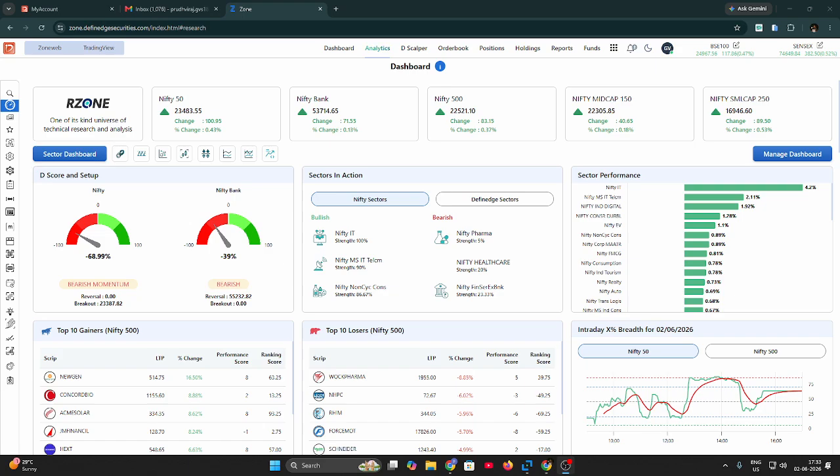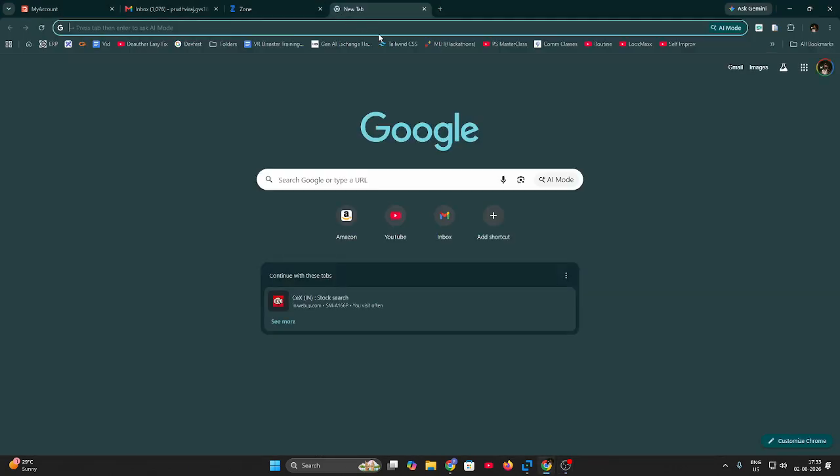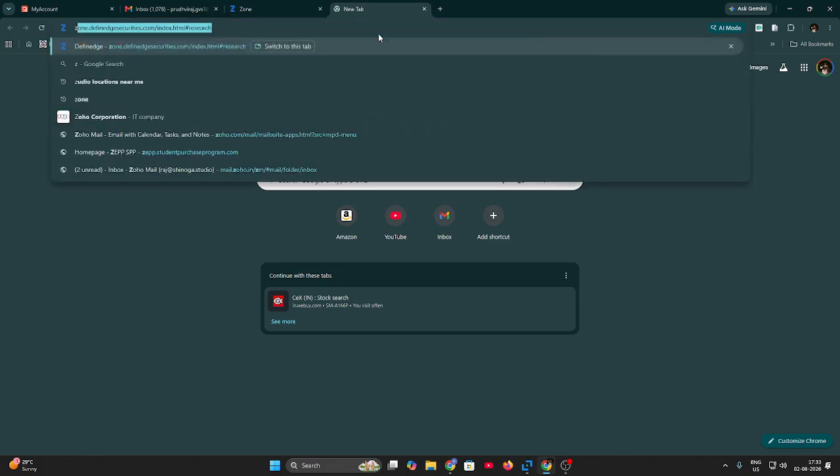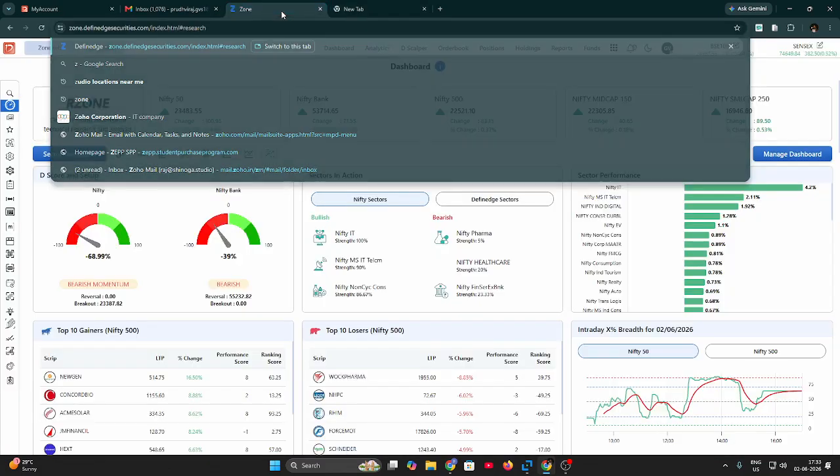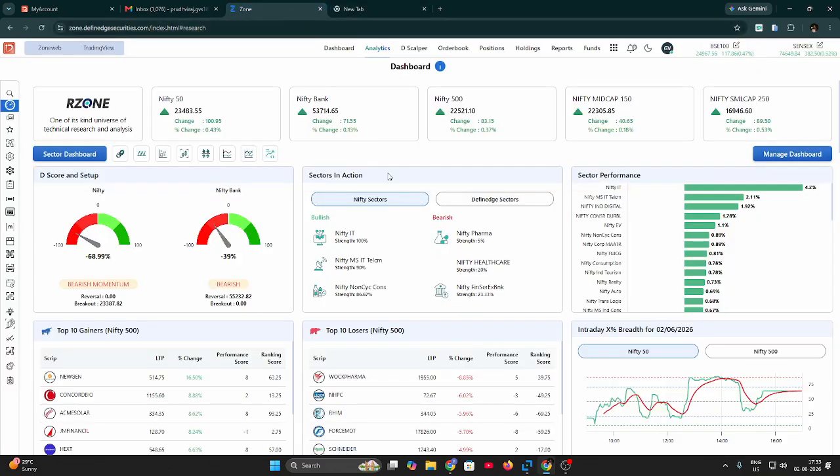Okay, so today I want to show you a very simple thing. What is the way to start? The software I use is from Definedge Securities. So you go to definedgesecurities.com and you will get something like this. You have to open your demat account and register. Okay, but this is how it is. This is called RZone, and you get it.